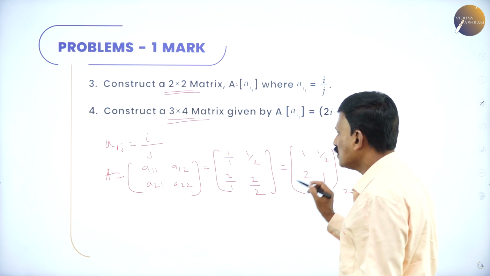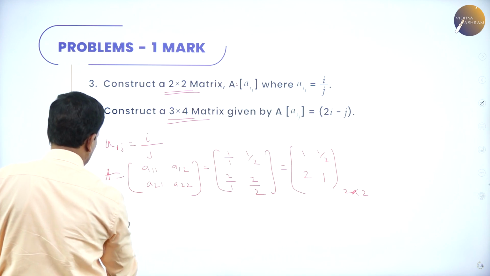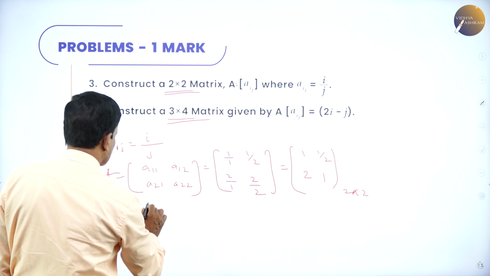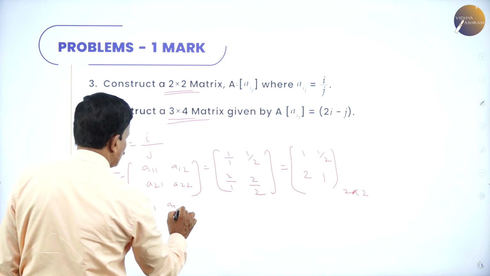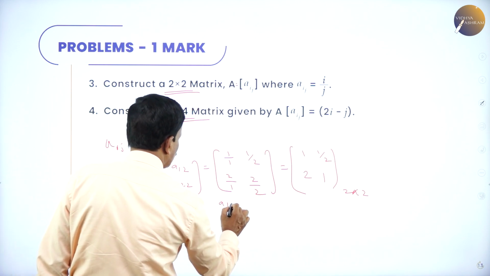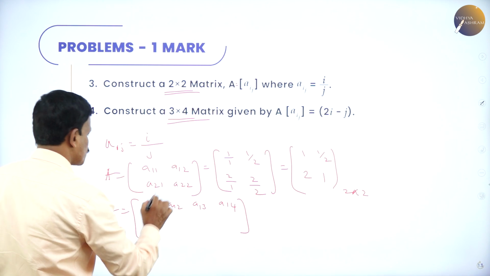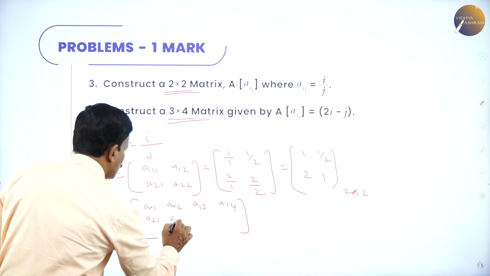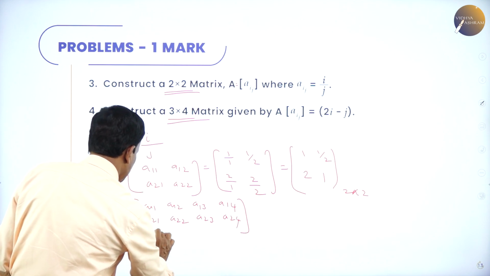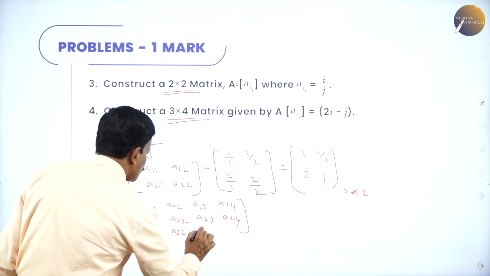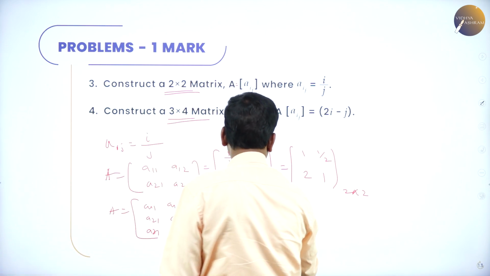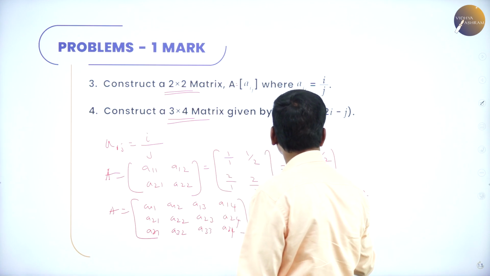So for this, what we are going to write? A is equal to 3 cross 4. That is A11, A12, A13, then A14: 4 columns, 3 rows. Then A21, A22, A23, A24. Again A31, A32, A33, A34. Now this can be written as, what is the condition given?